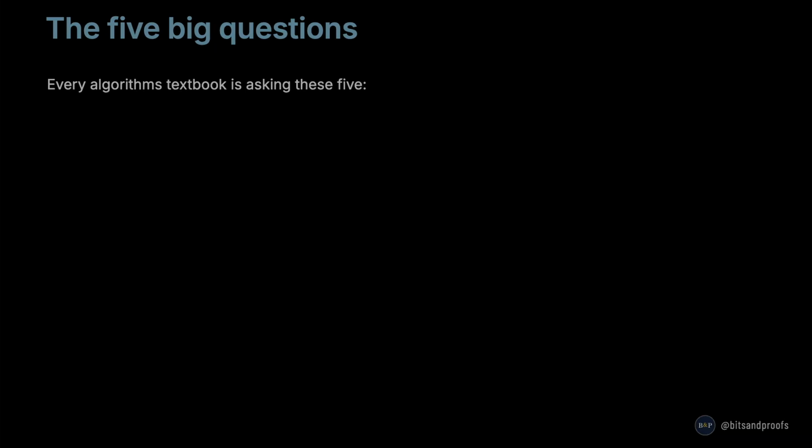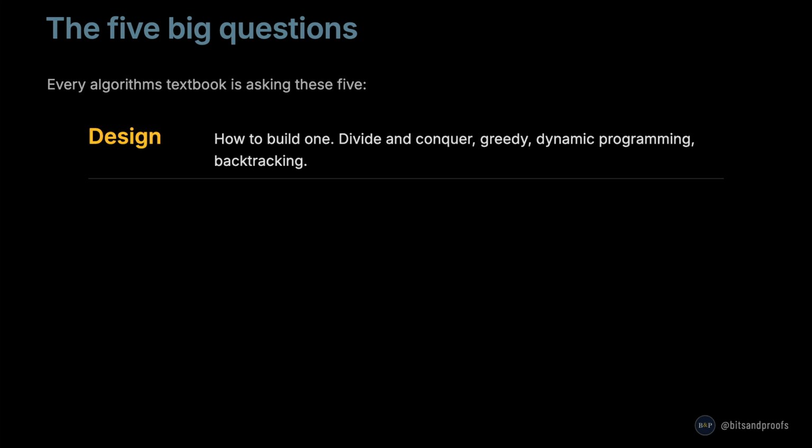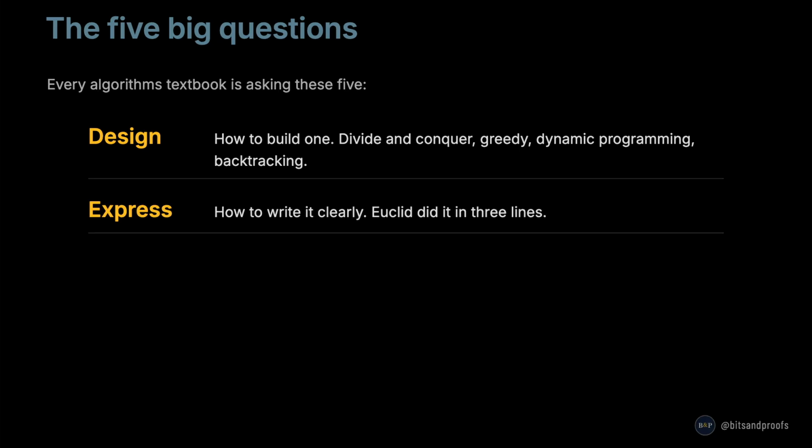Now let us step back. Every algorithm textbook and every research paper is really asking 5 questions. Question 1. Design. How do we build an algorithm? We use pattern-based strategies: divide and conquer, greedy methods, dynamic programming, and backtracking. These are the reusable toolkits. We will cover them later in this series.